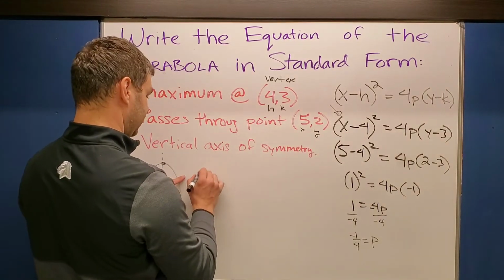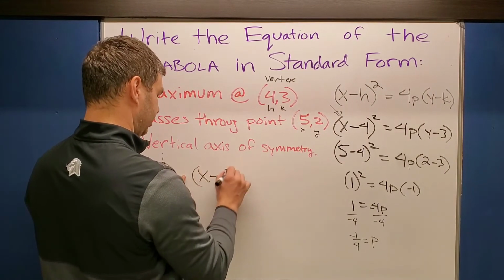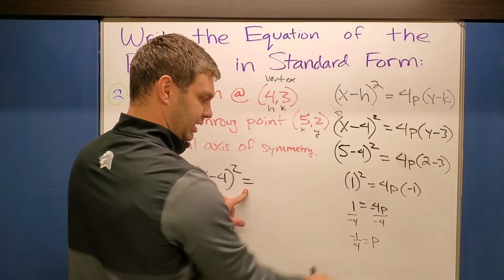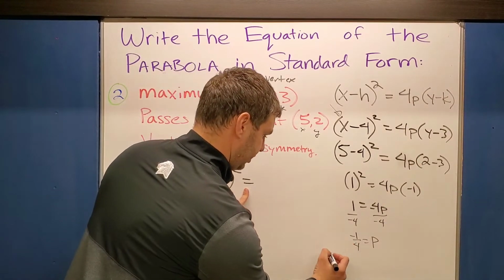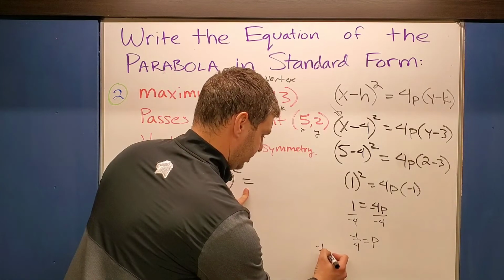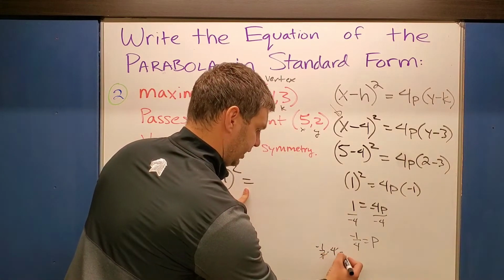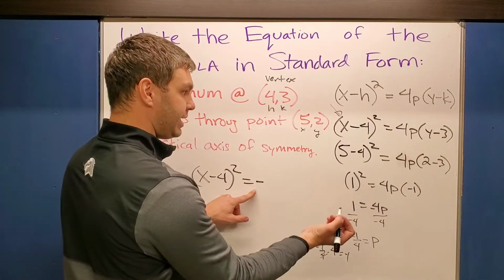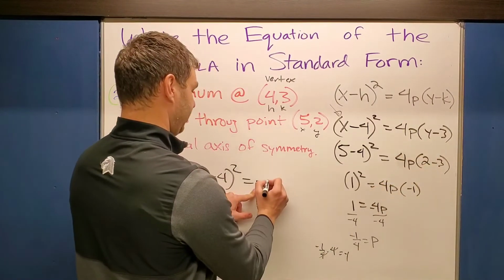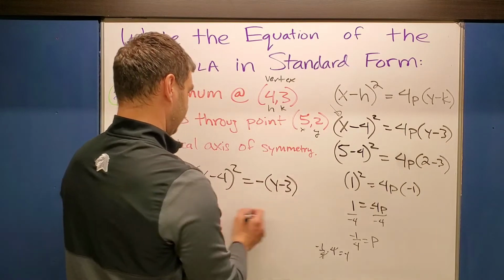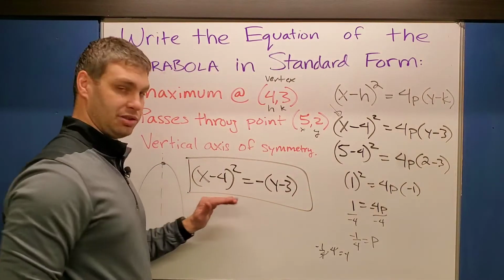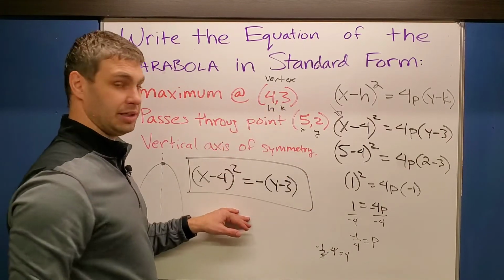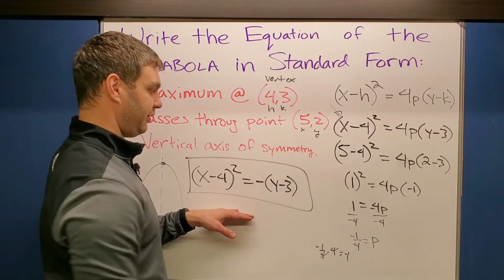So let's see, we have x minus 4, quantity squared, equals, and then 4 times P. Well, 4 times a -1/4, if I do -1/4 times 4, the 4s are going to cancel, leaving me with just a -1. So I can say equals -1 times the quantity y minus 3. And then this right here is the equation in standard form that goes through the vertex, or this maximum at 4, 3, as well as the point 5, 2.